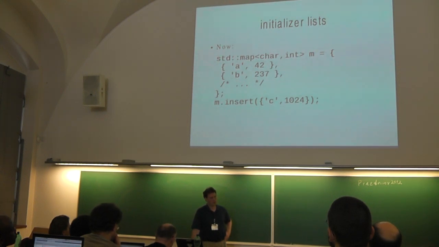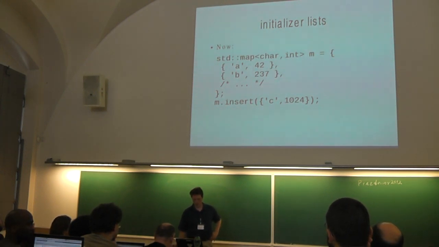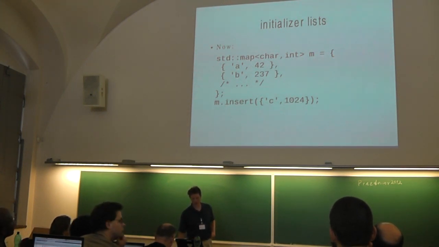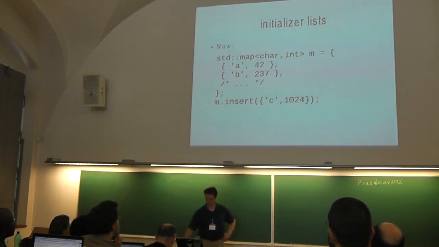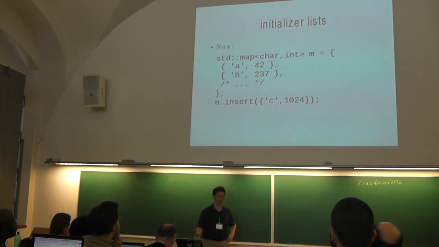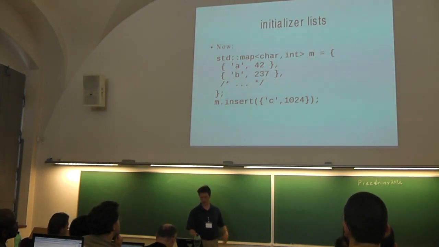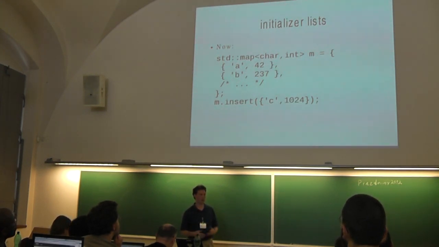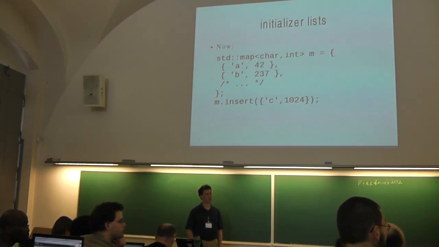parameters. Well, basically there's a constructor for map that takes a list of pairs. And so when we see this initializer, we see, okay, is A comma 42 a valid initializer for a pair? Yes. Okay, next is B 237? Yes.